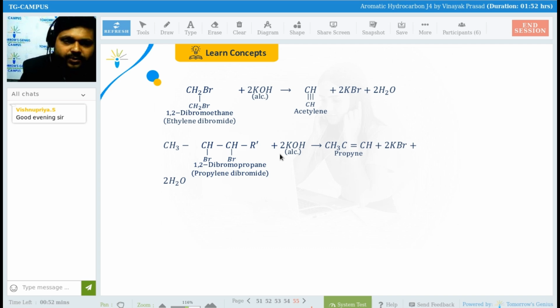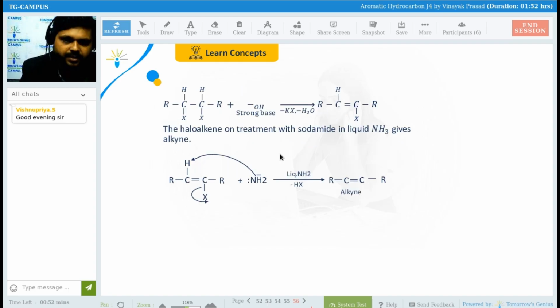CH2Br with alcoholic KOH, you can see here we will be getting acetylene. Here also CH3CH, CHBr, R is there. We are getting propyne, the triple bond will be there. So in all these cases we are getting alkynes. Getting my point? See here.